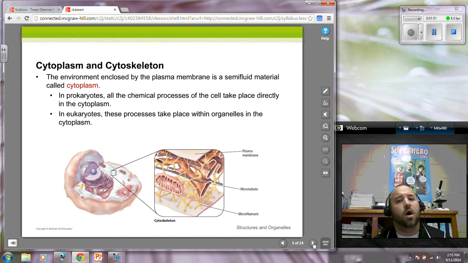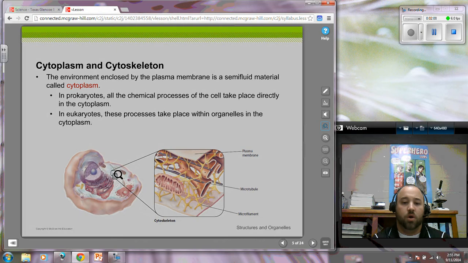In a prokaryote, all of their chemical processes take place here. All of them, because remember, there's no membrane-bound organelles for them to be contained within. So they're all going to happen within that cytoplasm. Versus eukaryotes, the processes take place within the organelles of the cytoplasm, like what we see right here.